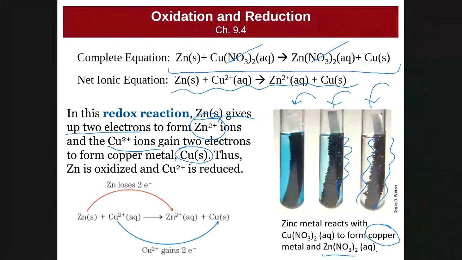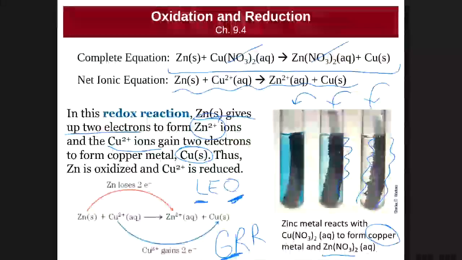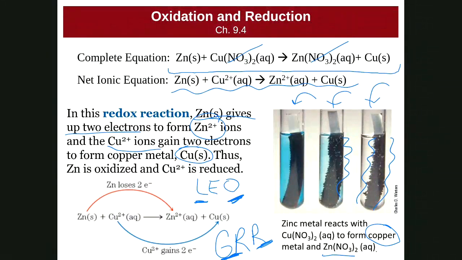One little trick to remember that I learned in school was that Leo the lion, so loss of electrons is oxidation. So Leo the lion goes grr. So gain of electrons is reduction. So remember, L with O, G with R. Leo and grr. Leo the lion goes grr. So loss of electrons is an oxidation. Gain of electrons is a reduction. All right, so that's what we see here. Zinc is losing 2 electrons to become positively charged. Copper ion is gaining 2 electrons to become neutral, so its charge decreases.